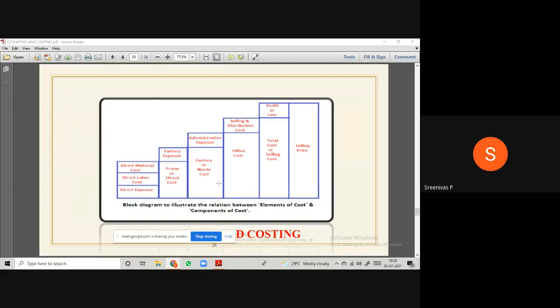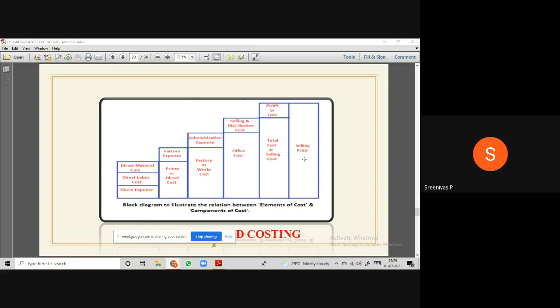So here, all this will be illustrated. The components of cost will be illustrated in the form of a block diagram. You see here, prime cost involves direct labor cost, direct material cost, and direct expense cost. If you add factory expenses or factory overheads, it is called factory cost. So in order to calculate office cost, office cost is the sum of factory cost plus administrative expenses. Similarly, total cost is the sum of office cost and selling and distribution costs. Finally, we will get the total cost.